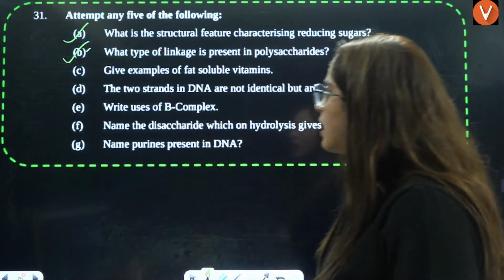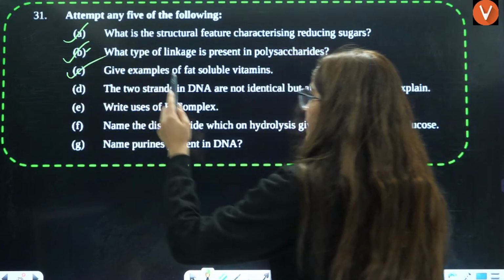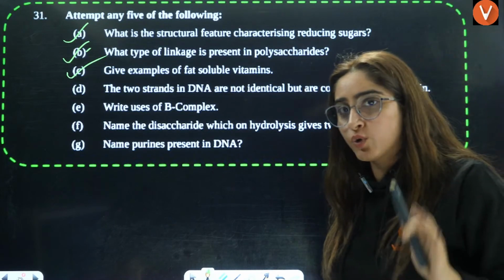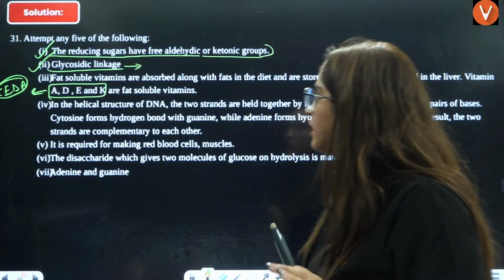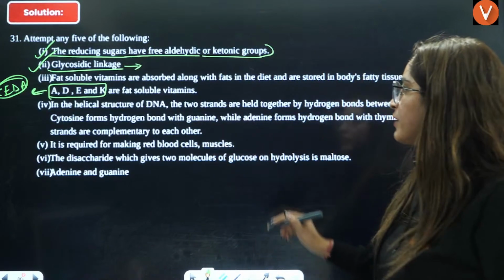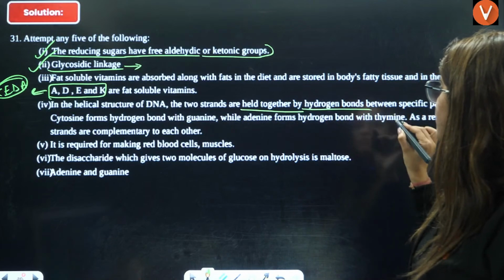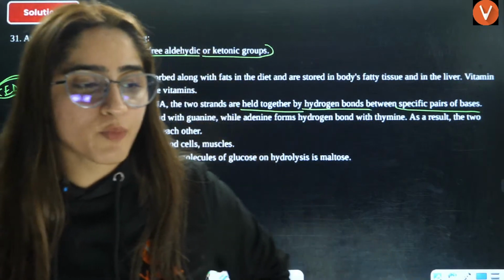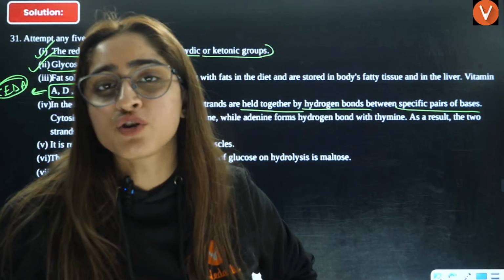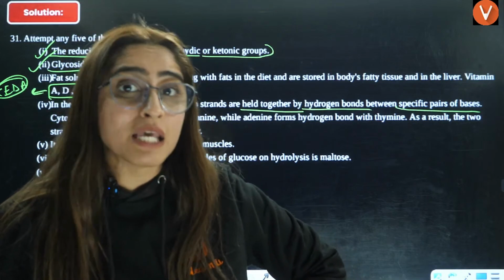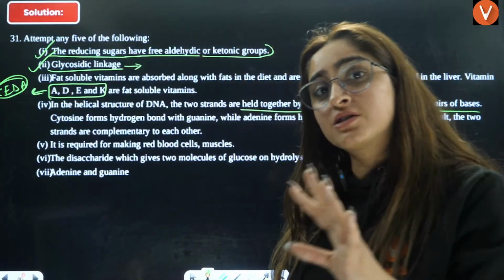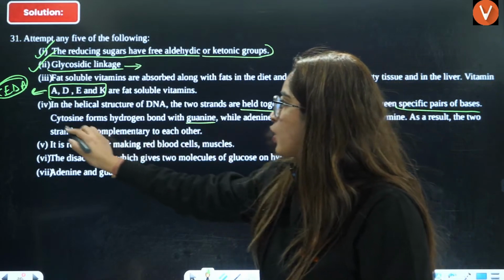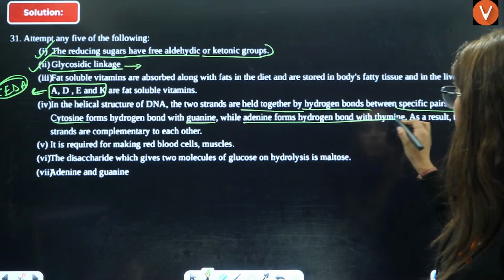Next question is, the two strands of DNA are not identical but are complementary. Explain that. In the helical structure of DNA, two strands are held together by hydrogen bonds between specific pairs of bases of purines and pyrimidines. So basically A is hydrogen bonded to T, G is hydrogen bonded to C, right? A has 2 hydrogen bonds, G has 3 hydrogen bonds with C, right? Cytosine forms hydrogen bonds with guanine, adenine forms hydrogen bonds with thymine.